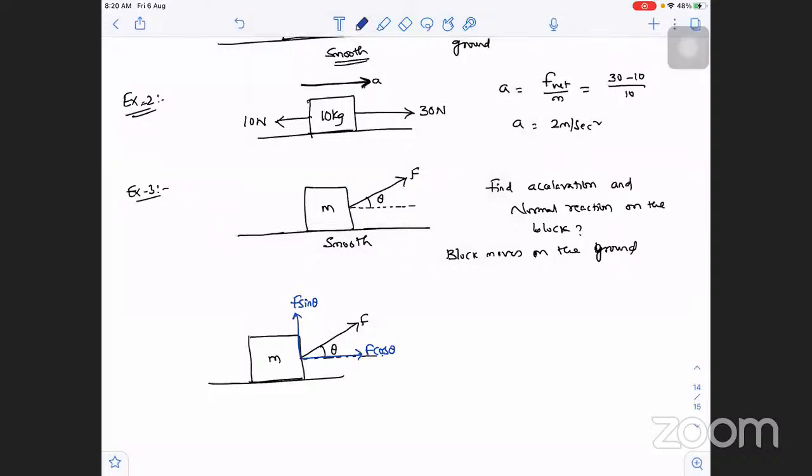Now tell me. Very good, Chandra. Perfect. Now tell me, which component will accelerate the block? Which component will accelerate the block?